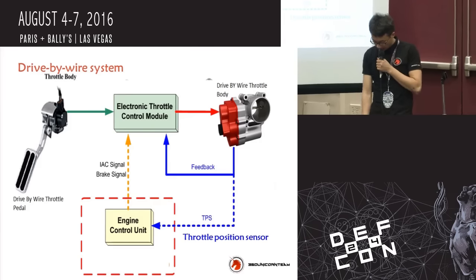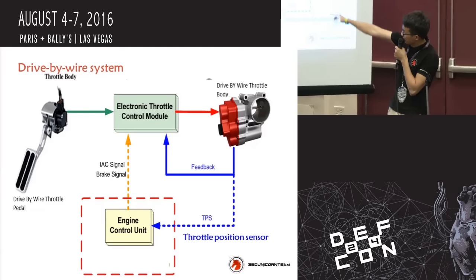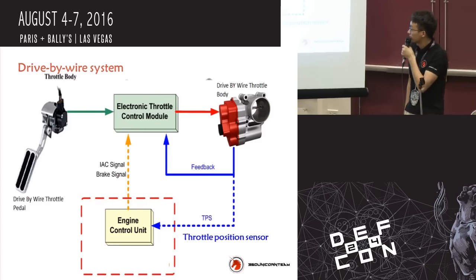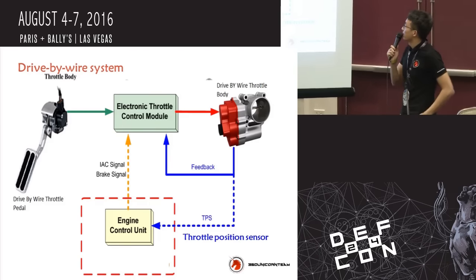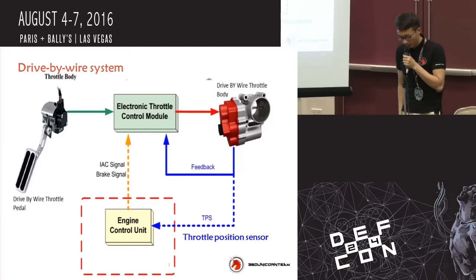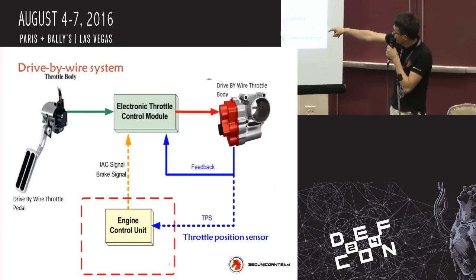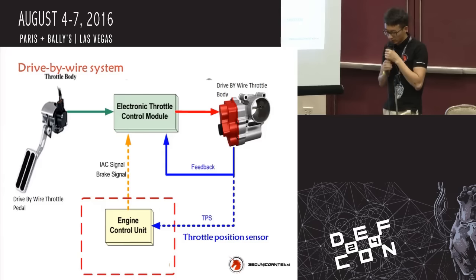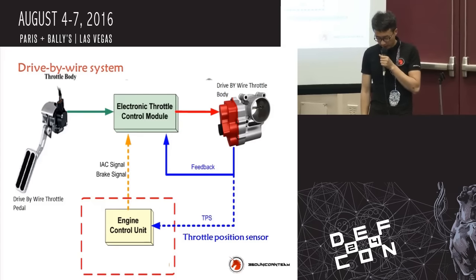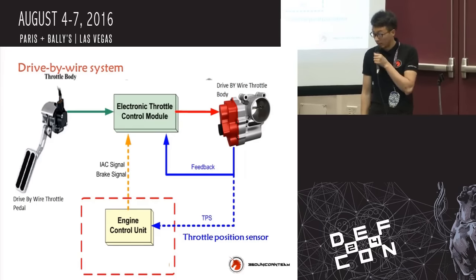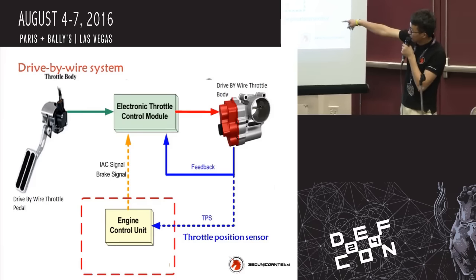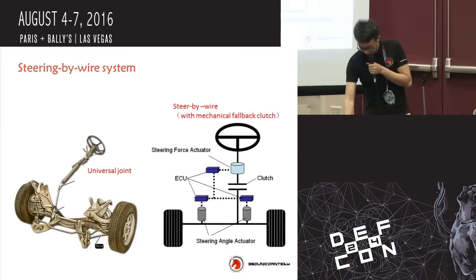So you can see the drive-by-wire systems. The acceleration pedal signal is gathered by the electronic throttle control module, and the throttle control module outputs the signal to control a servo that controls the throttle. The engine control unit is connected to the throttle control module. So it's dangerous if a hacker can gain control of the CAN bus that is used to network those ECUs.